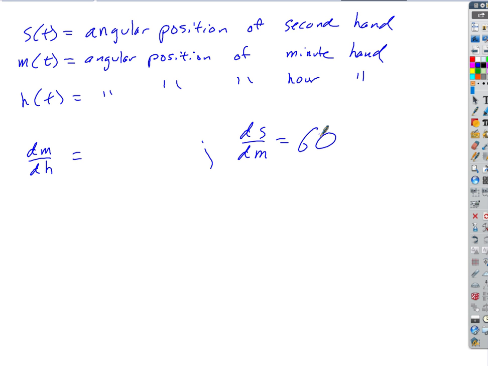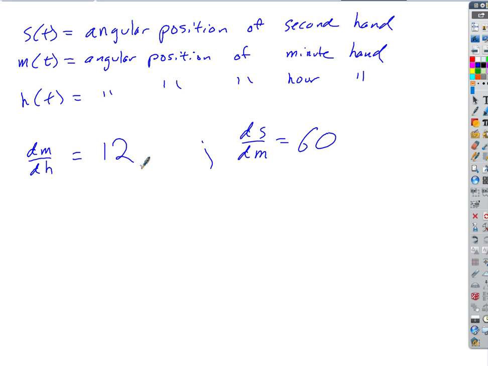And what's dM/dH, sorry? No, it's not 60, it's 12. Right? Because on an analog dial, there's 12 hours on the face of the clock, right? And every time the minute hand goes around once, that represents an hour, right? So it's got to go around 12 times for the hour hand to go around once. Okay.